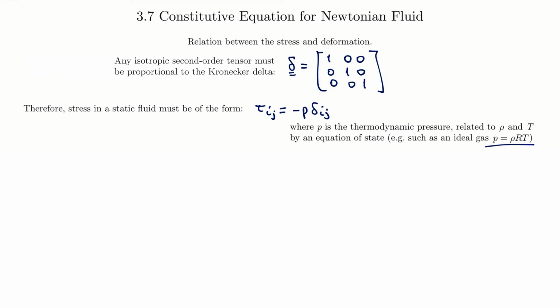We put a negative sign there because the normal components of our stress are considered to be positive if they indicate tension rather than compression, right? But our pressure will act in compression. So that's why we need the negative sign. If our fluid moves, okay, we're going to have additional components of stress due to viscosity.